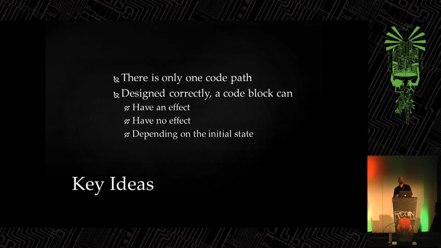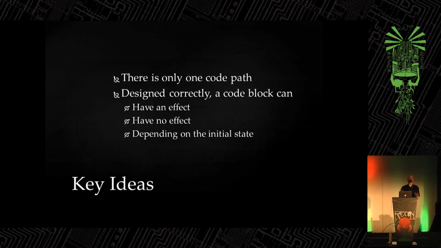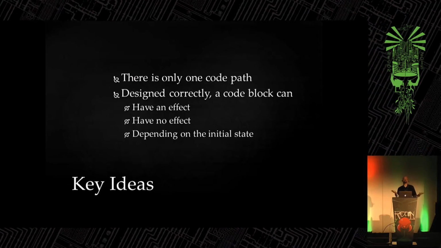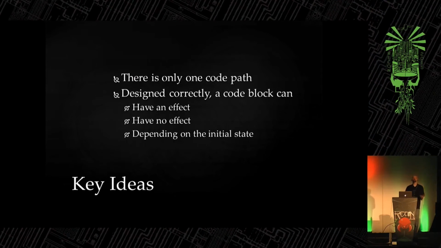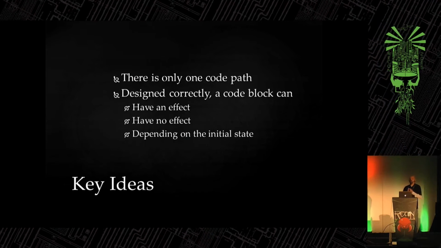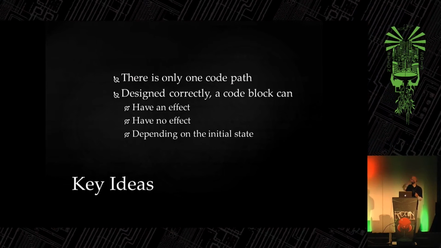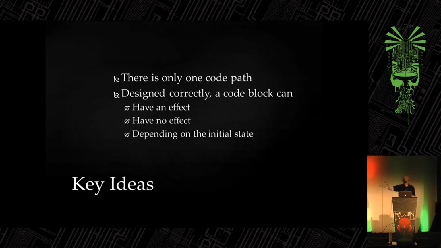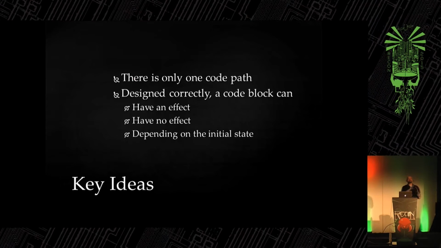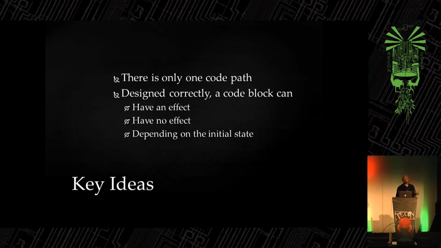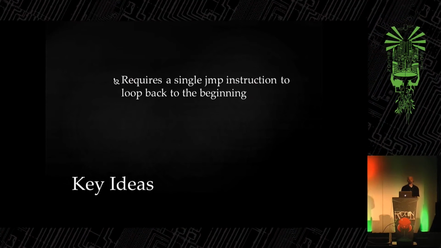Another key idea from Dolan's paper is that there's really only one code path. If all you've got is a bunch of moves and no branches, everything executes all the time. But Dolan observed that if you design this thing correctly, a block of move instructions can actually either have an effect on the system state or have no effect on the system state, all depending on the initial state of the system. So we'll show a little bit more of how we can use that later on.